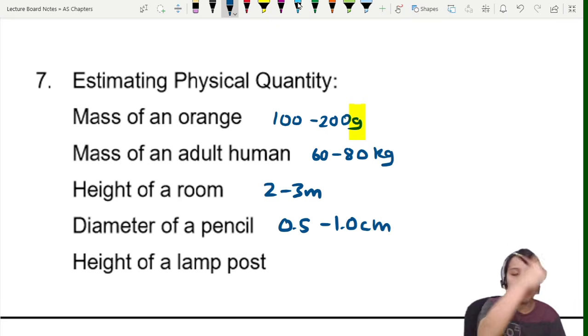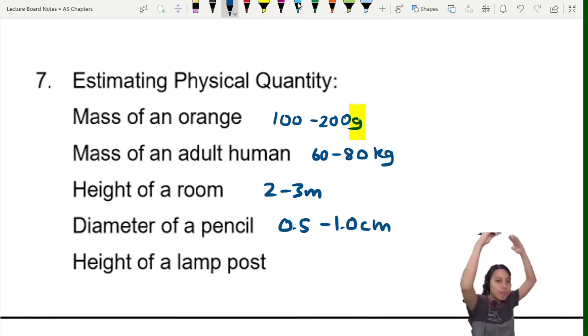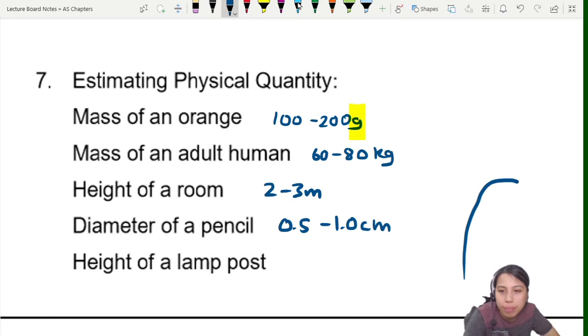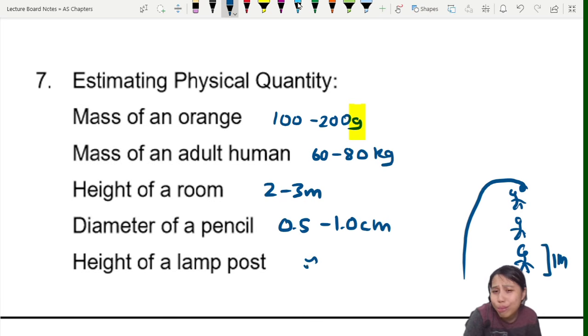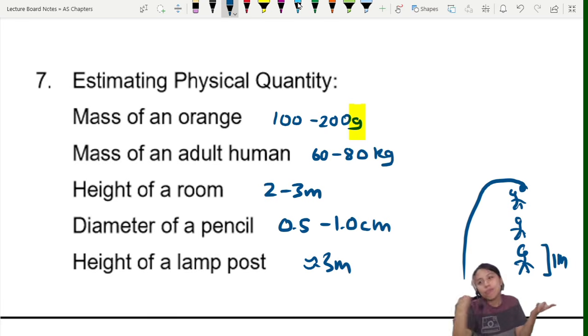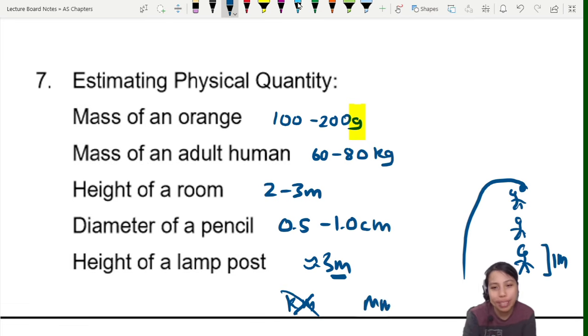Lamppost. Go outside on the road and try to measure the lamppost. I guess the lamppost is about... How do we draw this, man? Lamppost. Human. Maybe 2 humans, or maybe 3 humans. Okay, 1 human I assume is 1 meter. So 3 humans maybe about roughly 3 meters. Depends on your country, depends on your location, but it should be in meters. That's the important part. Not kilometers, not millimeters.